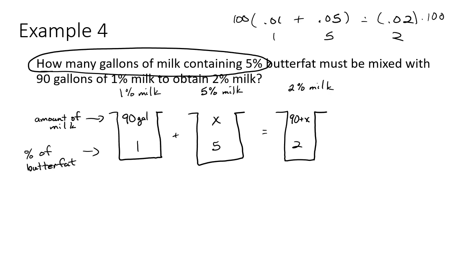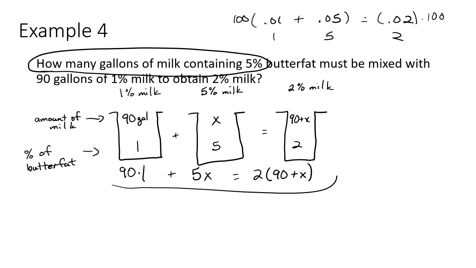Right? And so now we multiply going down. So for the 1% milk, we've got 90 times 1. For the 5% milk, we've got 5 times x. And for our final 2% milk, we multiply those two together. We've got 2 times all of 90 plus x. And so this is now the equation that we will use to solve for x.